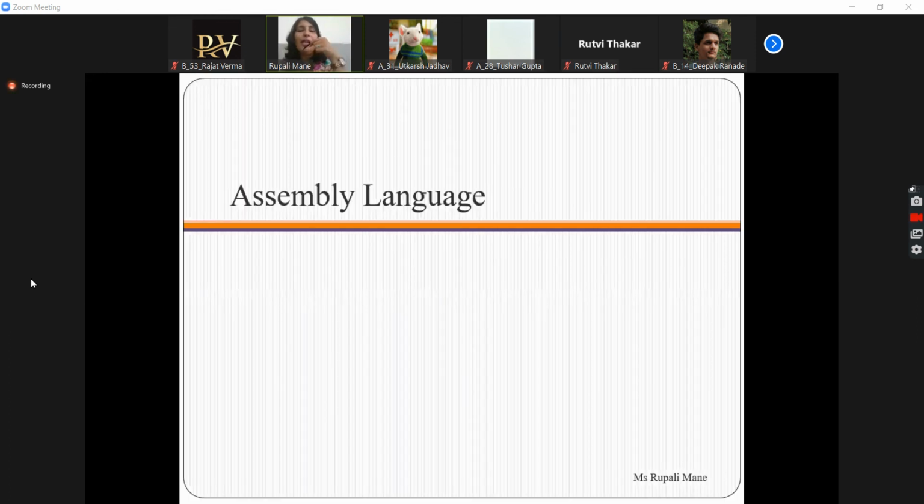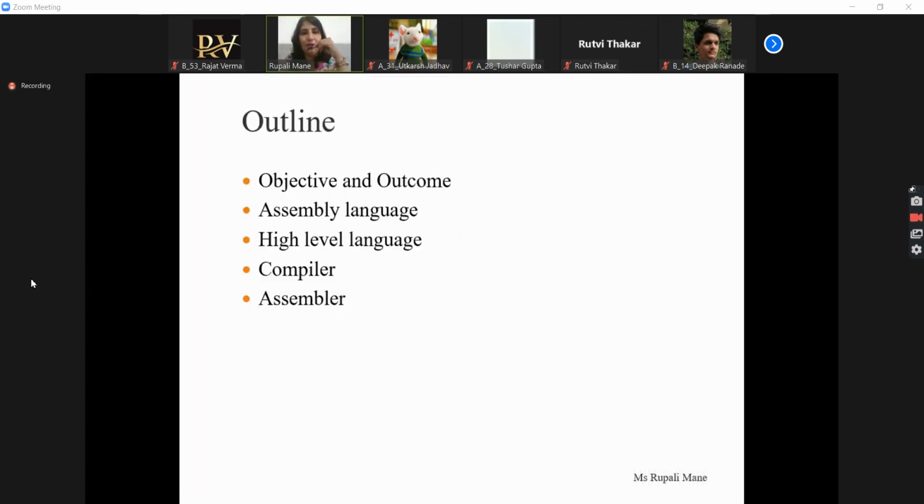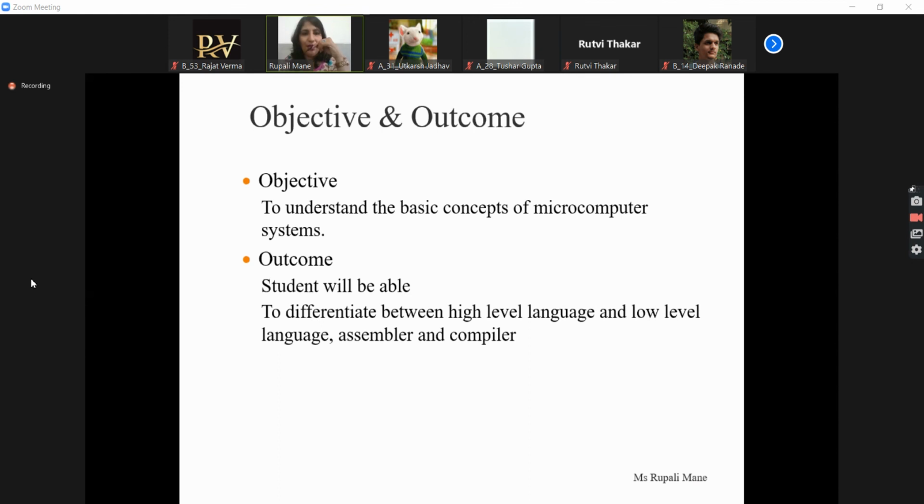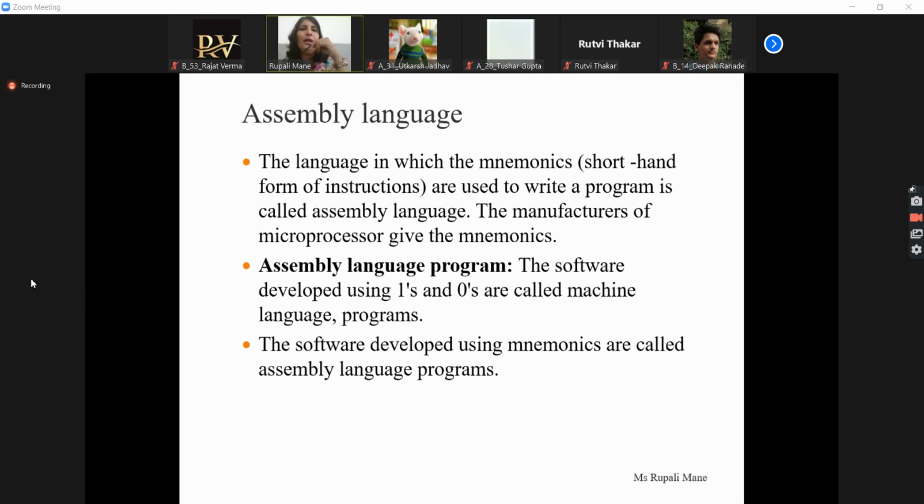After that we are going to learn an important topic, and that is nothing but assembly language. The objective is to differentiate between high level language and low level language, and between assembler and compiler. Now you might be knowing language C. C is called a high level language. Why is it called a high level language? Because English-like words are used in this high level language.